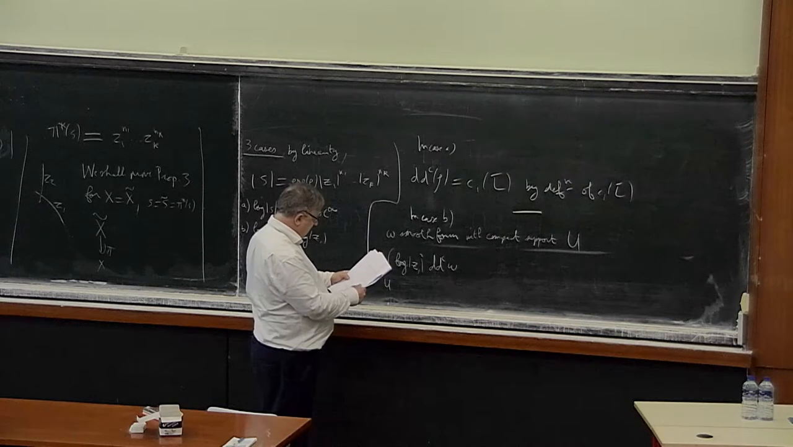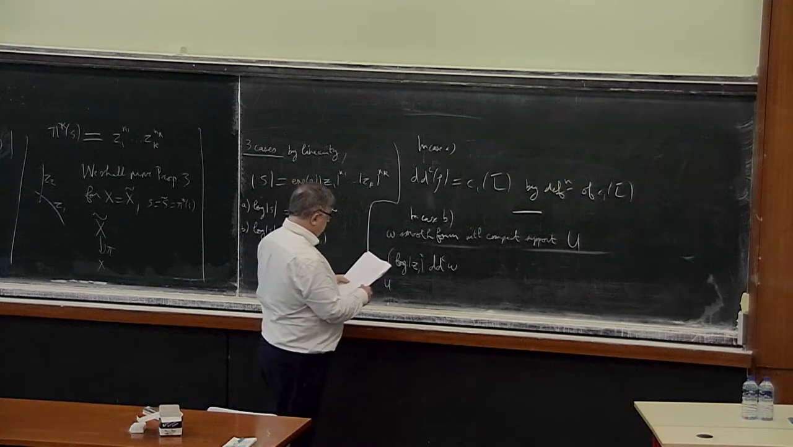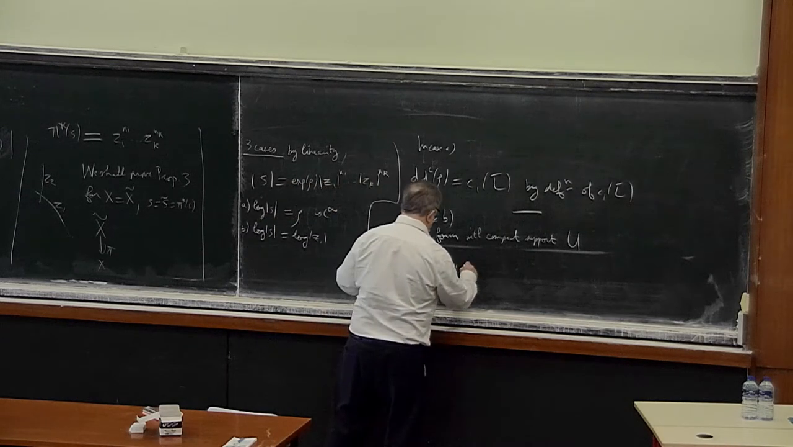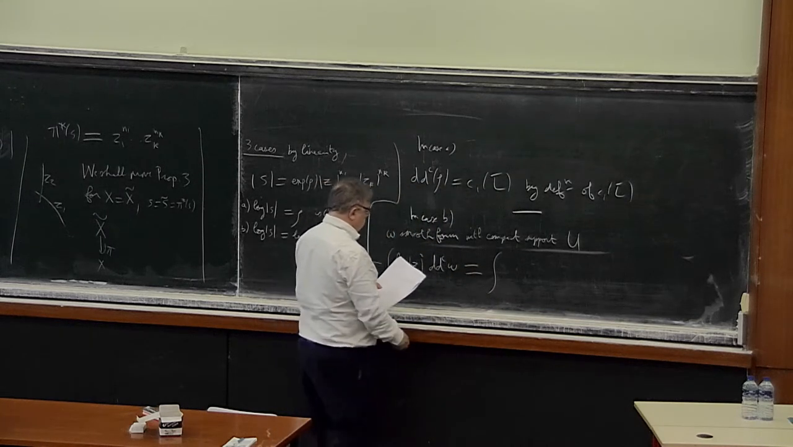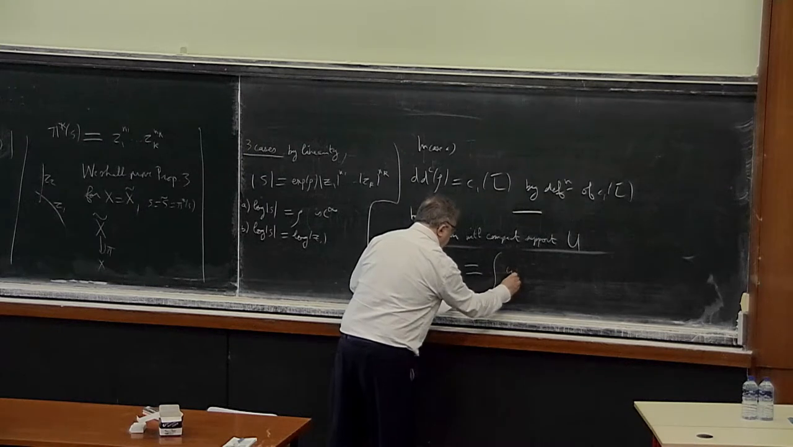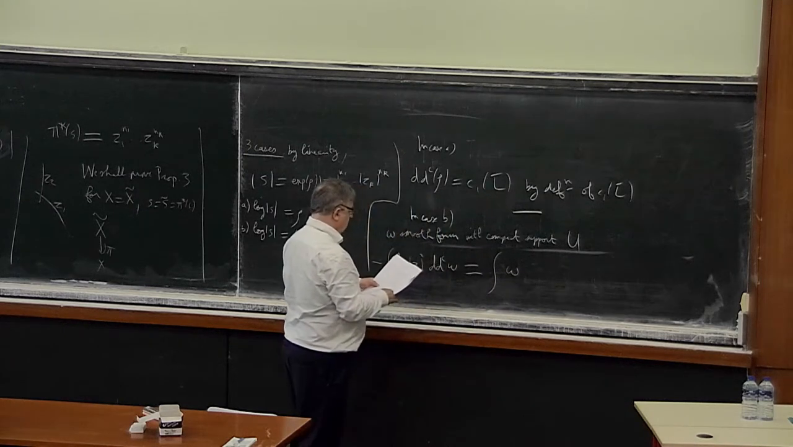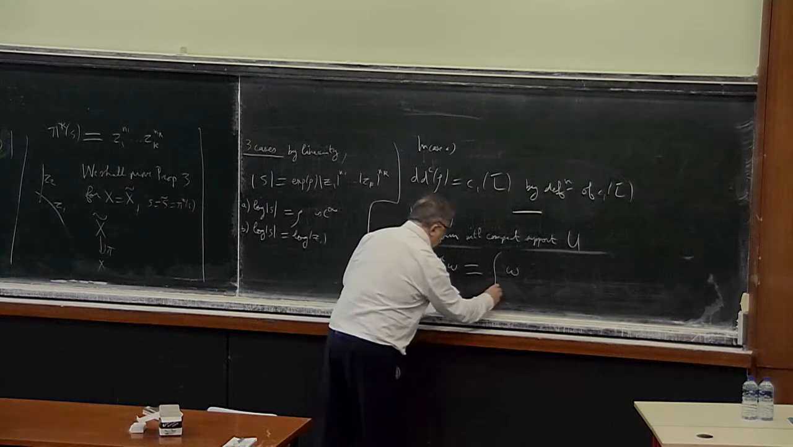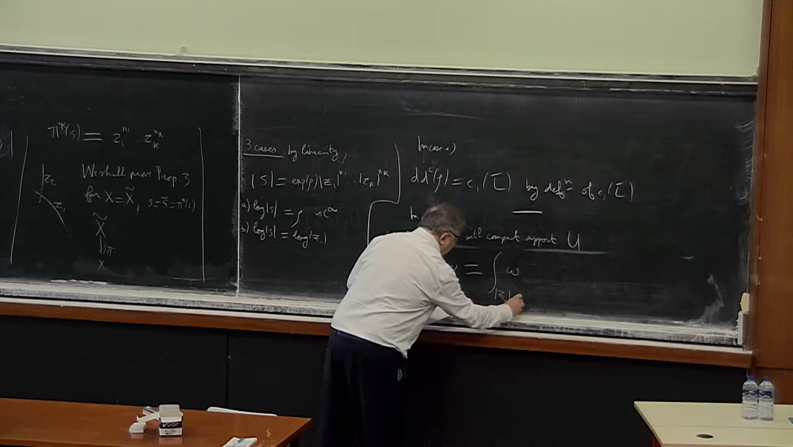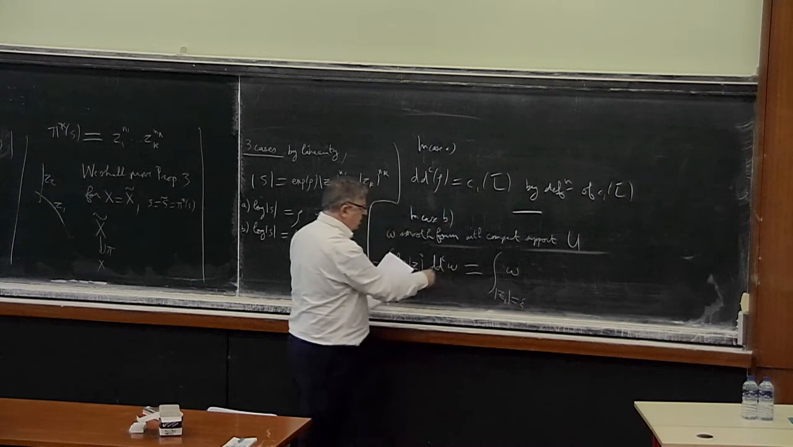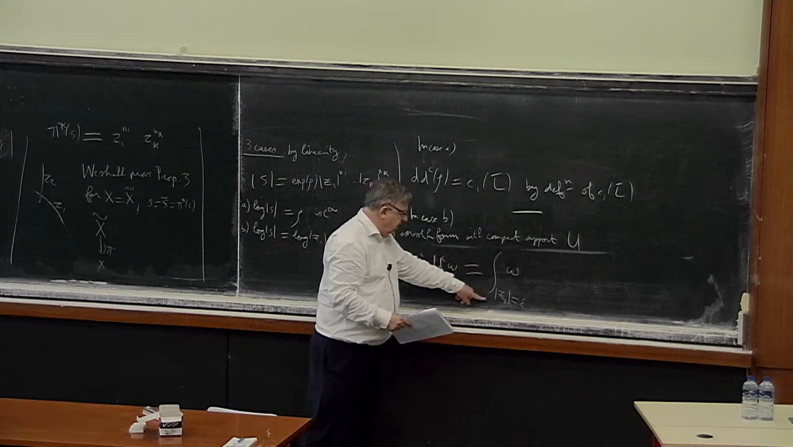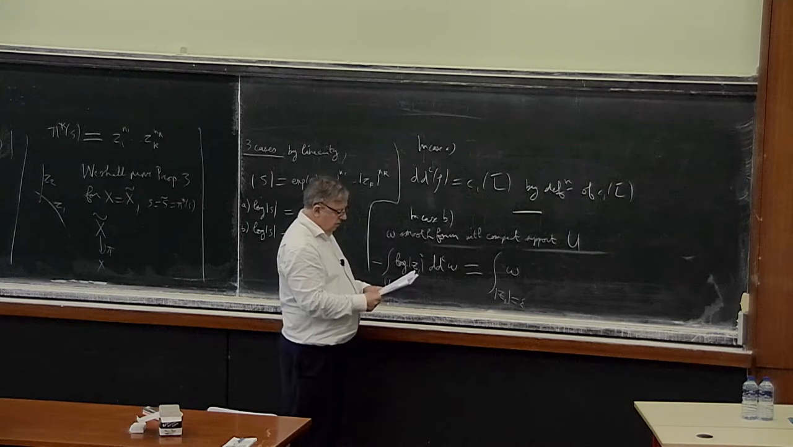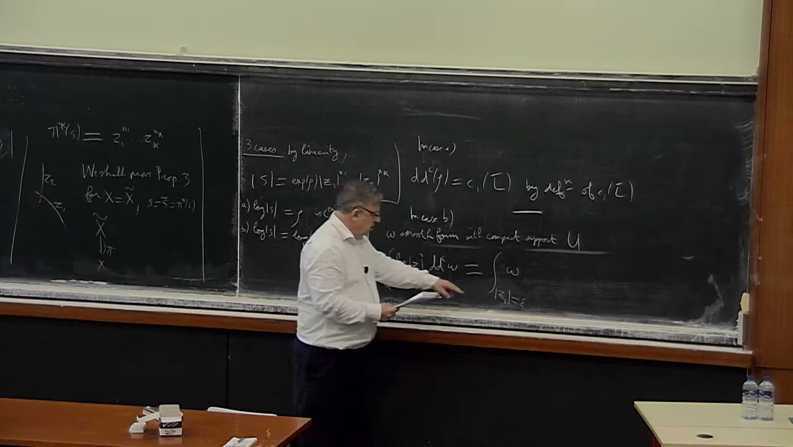So, okay, this should be equal to the integral of omega on the divisor of z1. So it will be, in fact, equal to the integral of omega on some small neighborhood of the divisor of S.